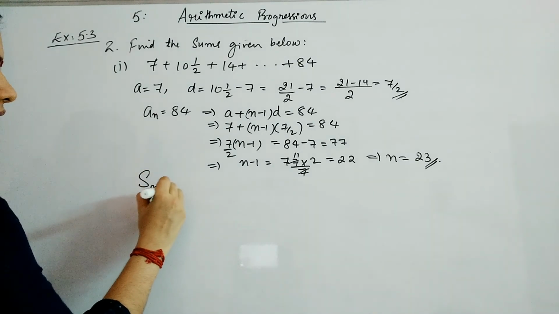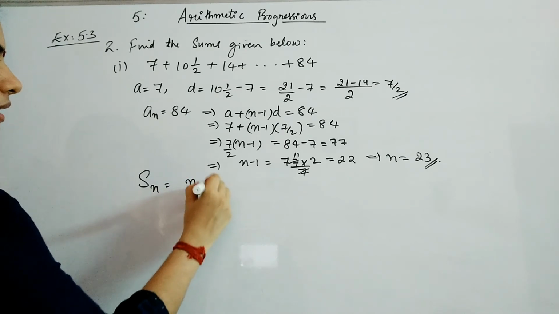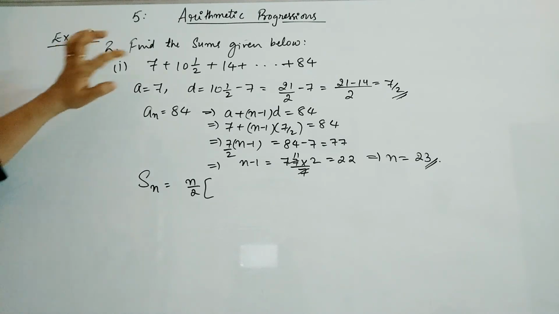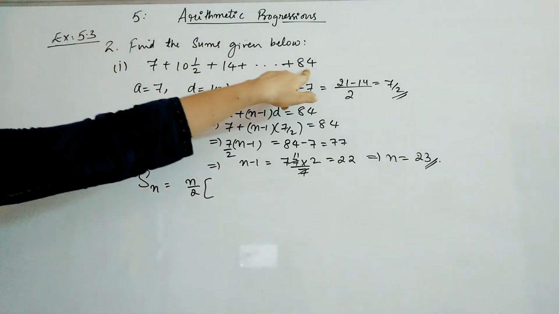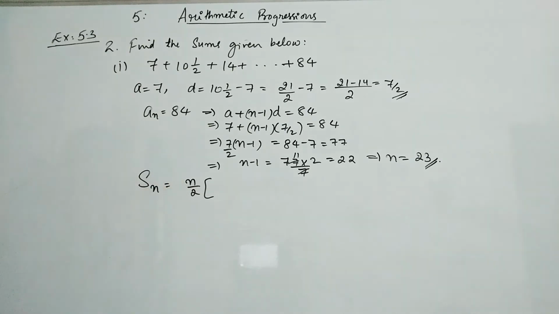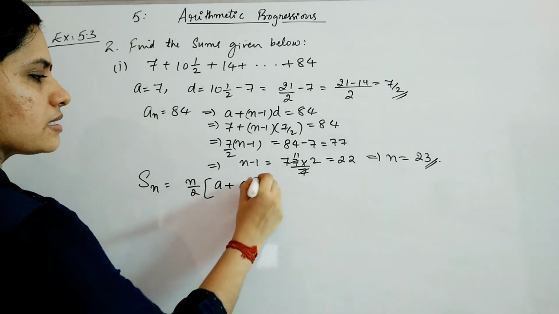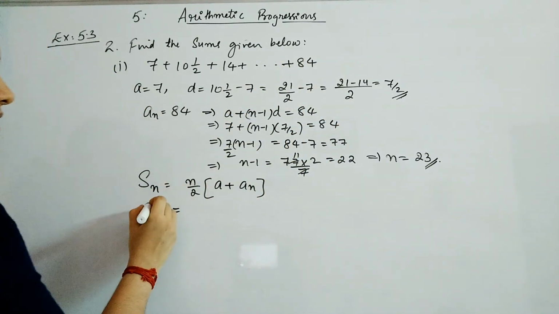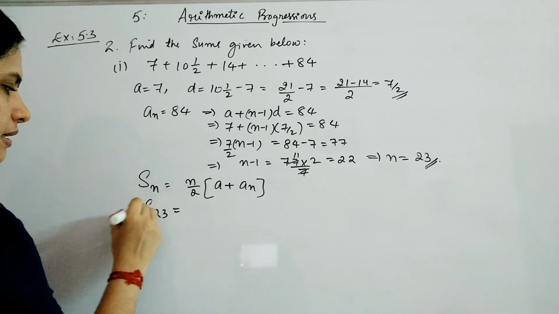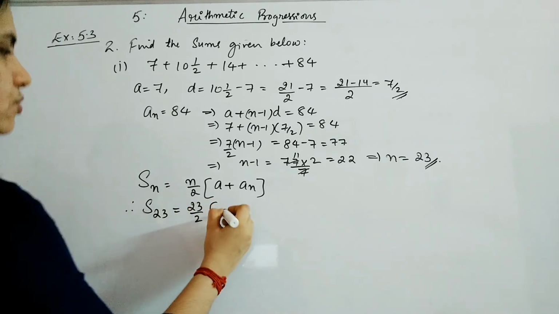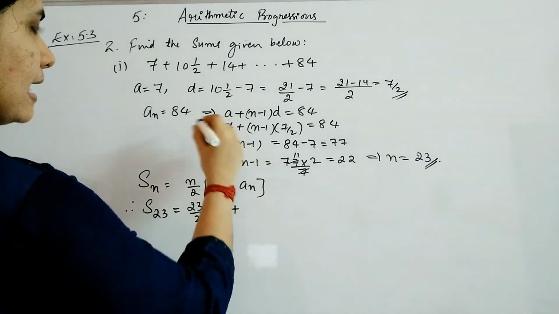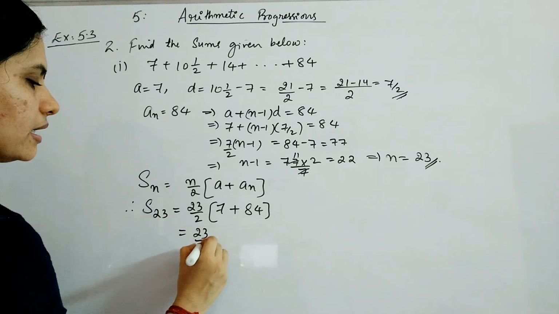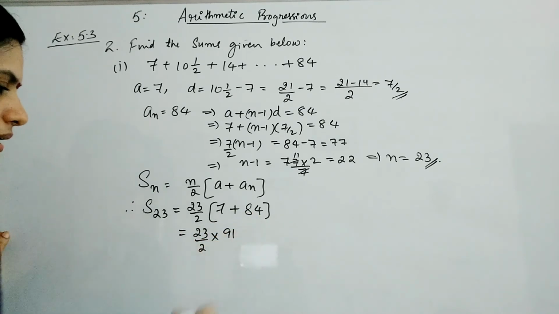So what you need to find out now? It is S23. So first we will write the formula Sn equal to n by 2. Now again, here you can use the formula which we have studied earlier. That is, if you know the first term and the last term, you can use the formula Sn is equal to n by 2 into first term plus last term, right? So here we can use it, because we know already what is the last term. What is Sn? S23. So 23 by 2 into first term is 7 and last term is 84. How much is this? 7 plus 84 is 91, right?